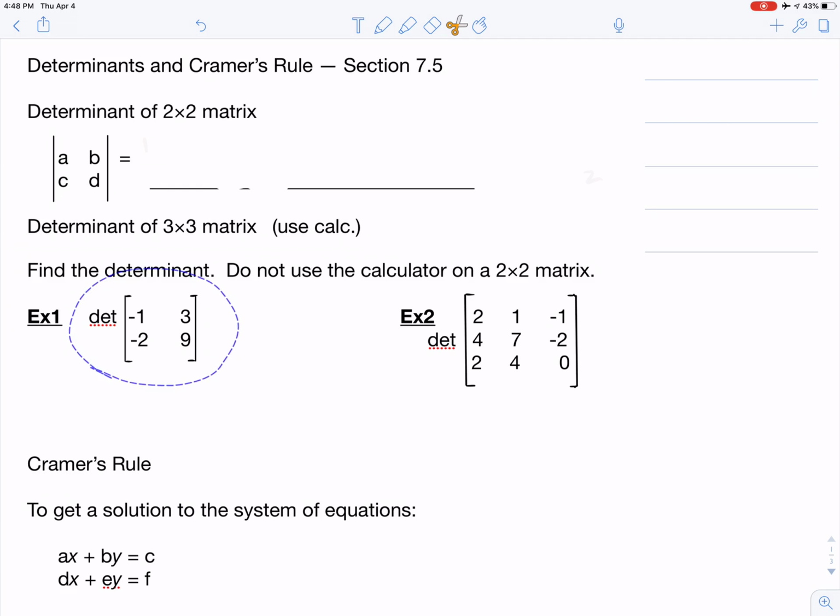So the first thing with finding determinant is that you are going to multiply. You're going to be multiplying A times D. And then from that you will subtract the product for the other diagonal, B times C. Now, your embedded question for this video, I'd like for you to find the determinant for example 1. So you're not using a calculator here, just find the determinant for example number 1.